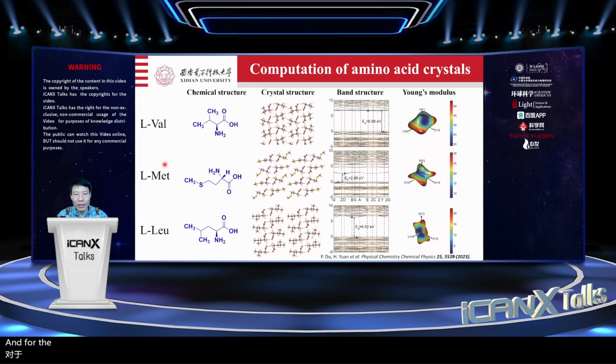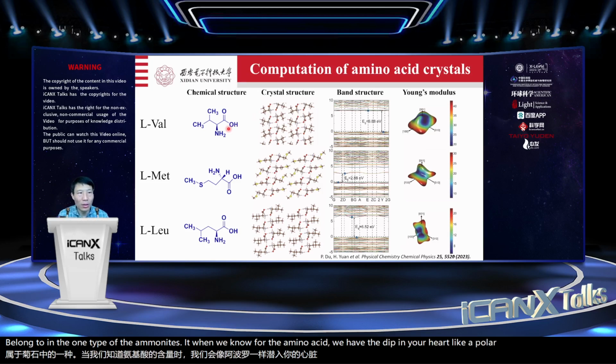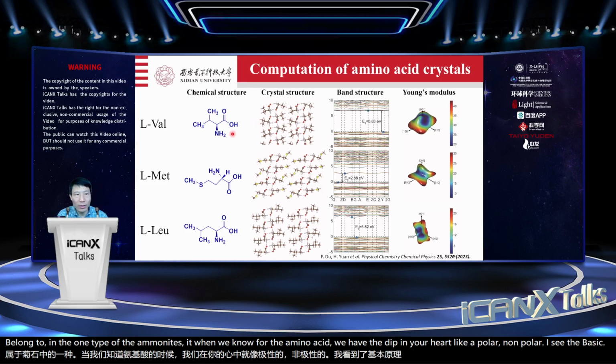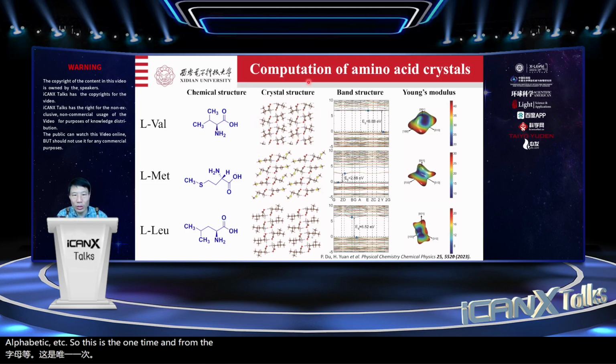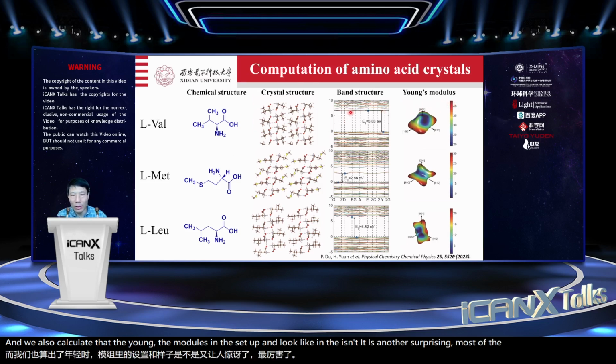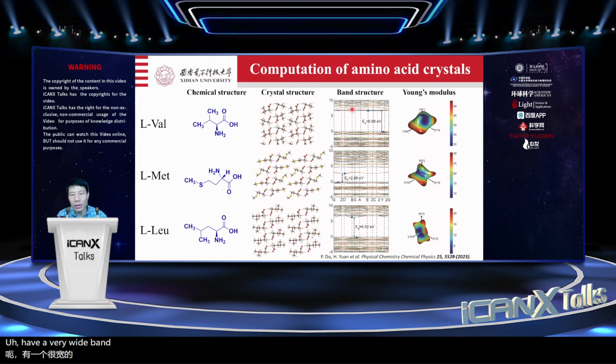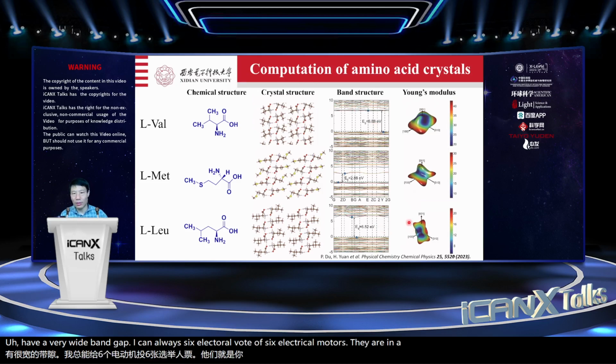Valine, methionine, and leucine have different chemical structures, but they are quite similar. They all belong to one type of amino acid. We know amino acids have different types like polar, non-polar, acidic, basic, aliphatic, etc. So this is one type. And from the calculation, they have this type of crystal structure. We also calculated their band structure, and the Young's modulus, etc. It is not surprising that most of the biomaterials have a very wide band gap, like over 6 electron volts. They are dielectric materials. They are not conductive.